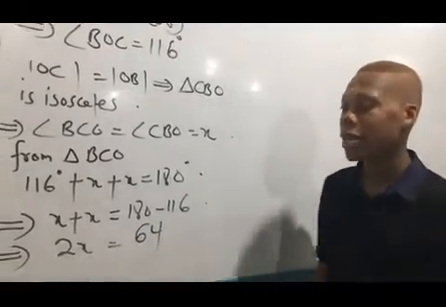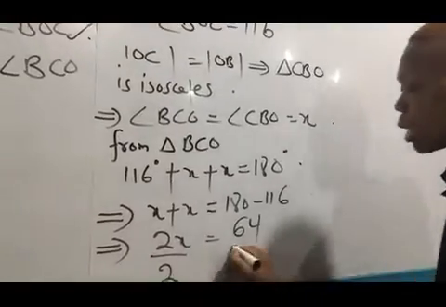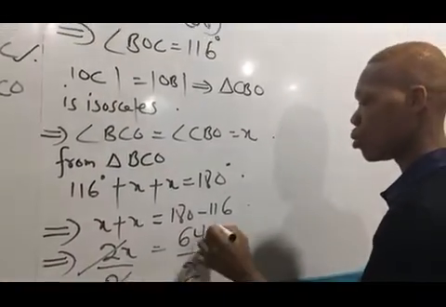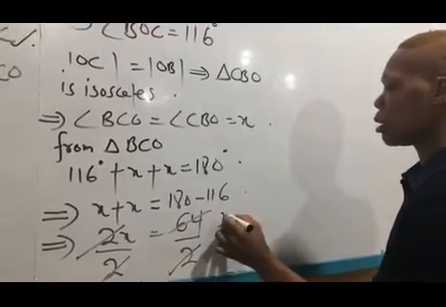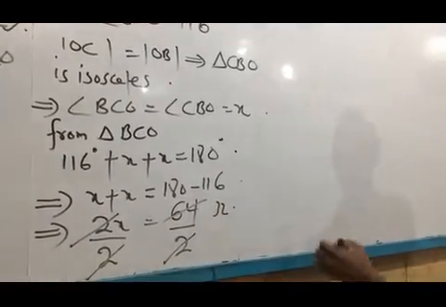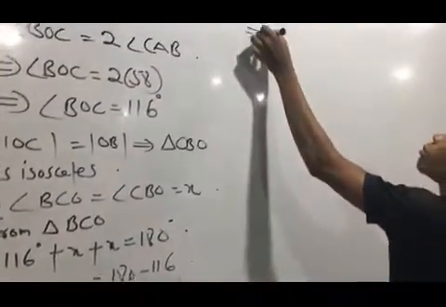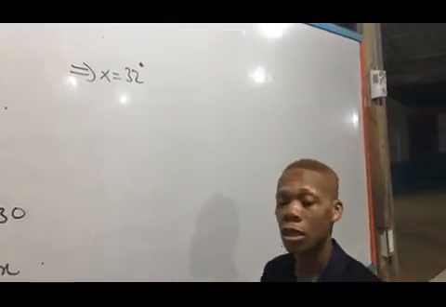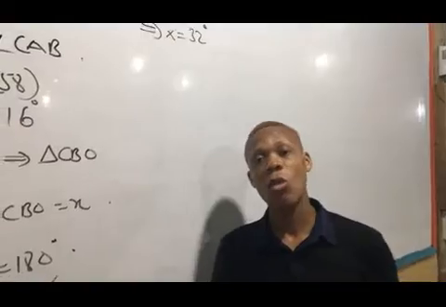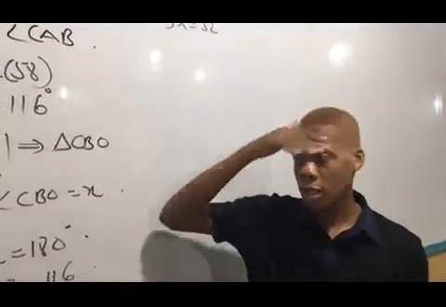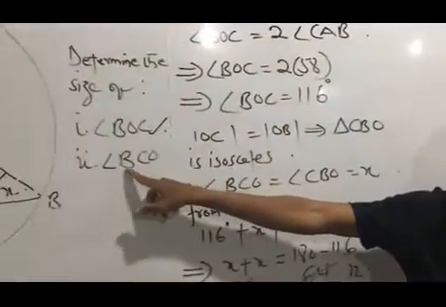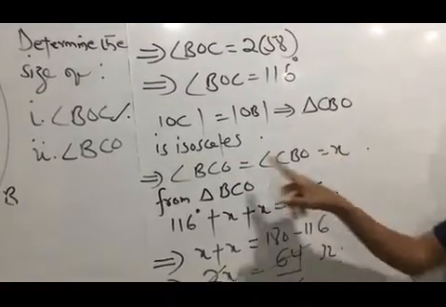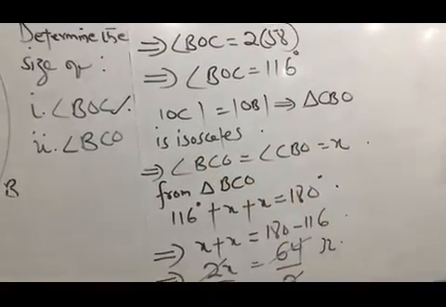Then because I want to find X, I'll divide this side by 2 and divide this by 2. This will cancel that. 2 will go into 64, 32. It implies X is equal to 32 degrees. But please note that the question is not looking for X. You were asked to find BCO. We are saying BCO is equal to what? X. So when you find X, you will need to find BCO.